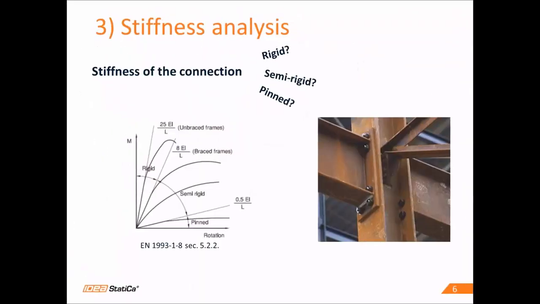It's about stiffness analysis. According to the code 1993 clause 5.2.2, we can classify the behavior of the connection into three classes: rigid, pinned, and something between. It's called semi-rigid. The first two are widely used and every engineer knows their behavior, but in real construction, the majority of connections are just semi-rigid.